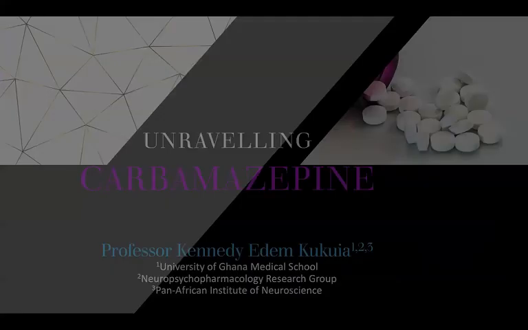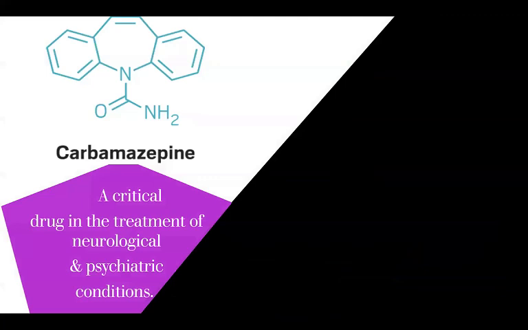And so what is carbamazepine? Now, this is the structure of carbamazepine. It is a drug that we consider to be quite critical in the treatment of various neurological and psychiatric conditions, such as epilepsy. We could use it in migraine. We could use it in bipolar disorder, in addressing the manic phase. We could use it in neuropathic pain. And so this drug is very important.